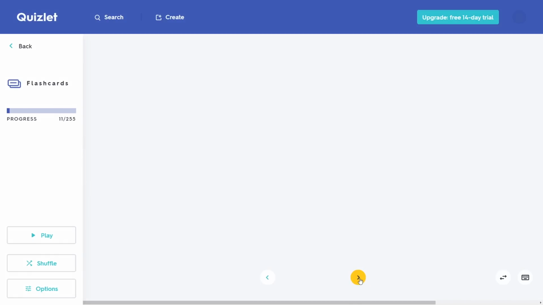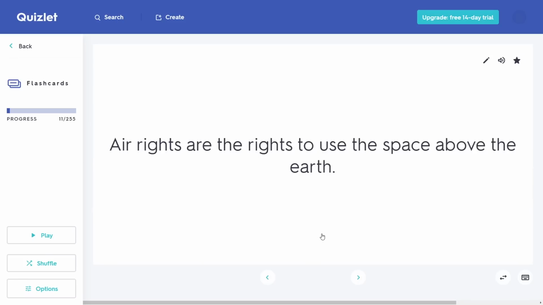All right. Next one. Air rights. This one's a pretty short one, so I'm just going to give you guys like 2 seconds to think this one over. Okay, air rights. Air rights are the rights to use the space above the earth.